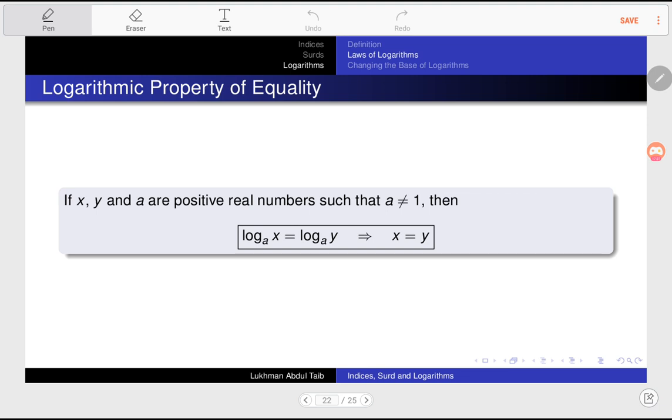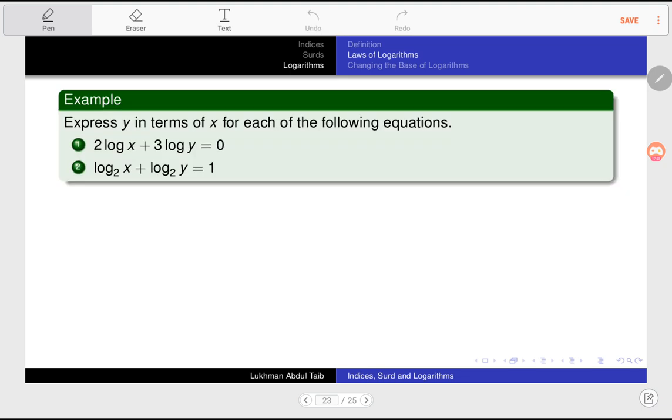Now in terms of log, because both of them have the same base, this implies that x must be equal to y. Okay, so we go into the example.